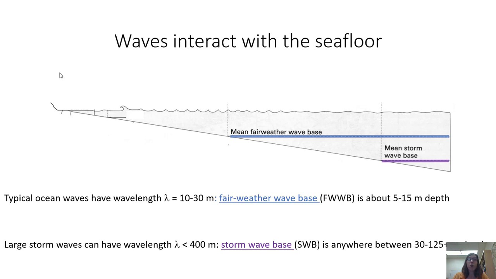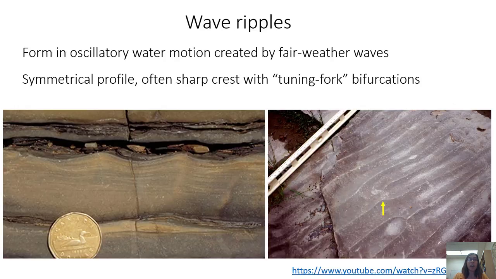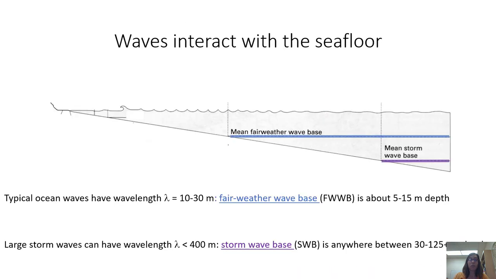And we have two wave bases. Fair weather wave base, so that is anything from this point and higher. That's where regular waves interact with the sediment. And then we have storm wave base. Any place from this point to the fair weather wave base bottom. So in between these two points, that's our storm wave base.